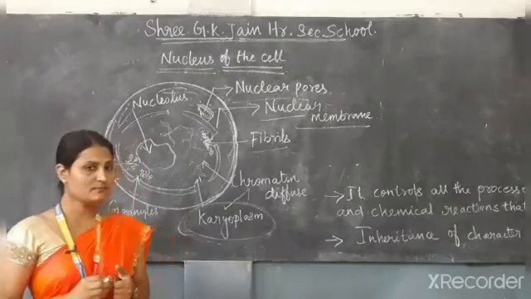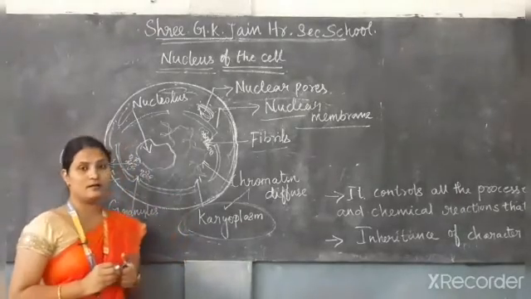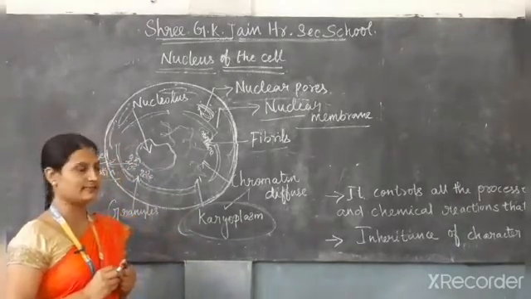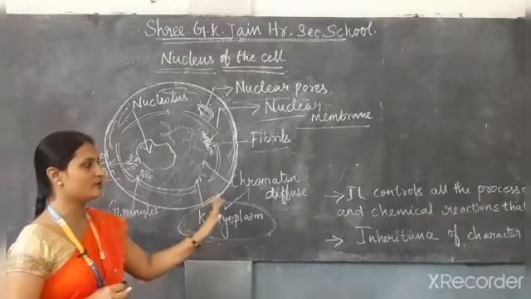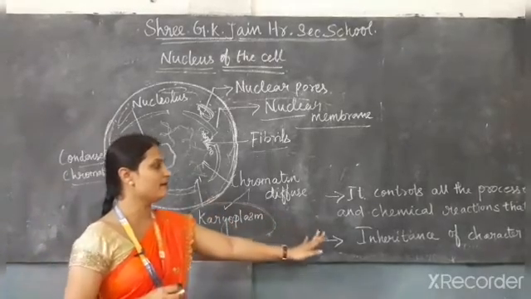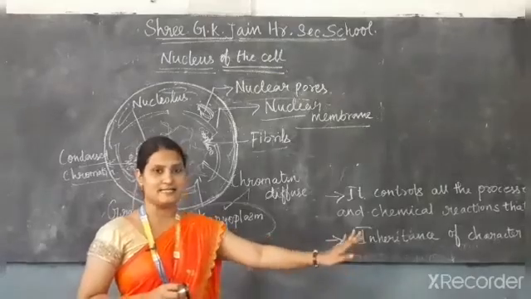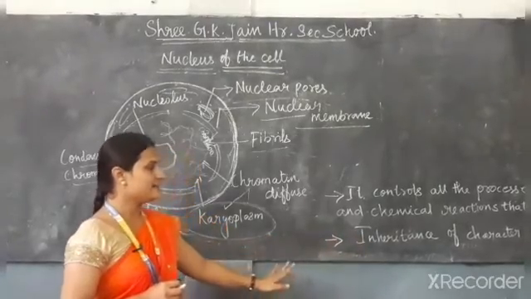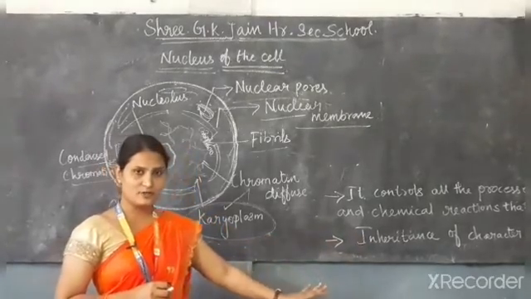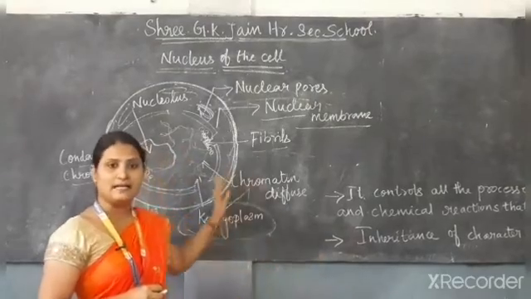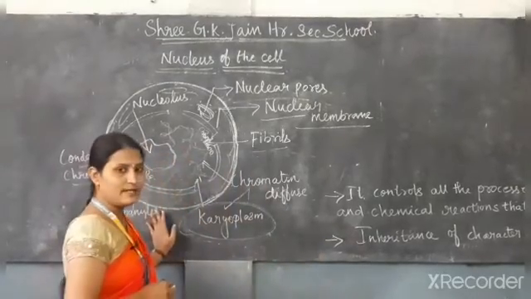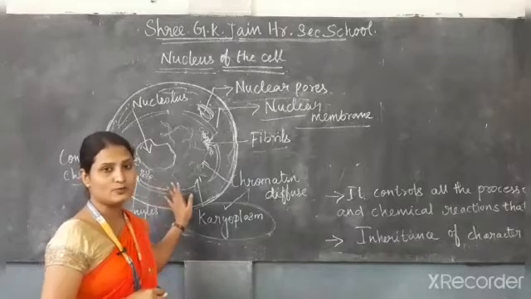This nucleus is considered the control room of the cell. So what are the functions? It controls all the processes and chemical reactions that take place inside the cell, and the inheritance of characters from one generation to another generation is done by the nucleus, since it carries chromosomes.